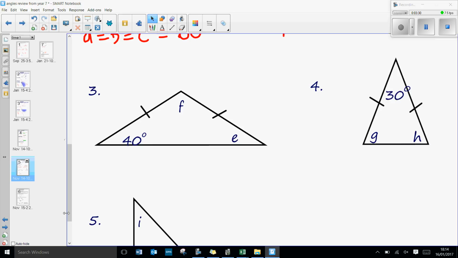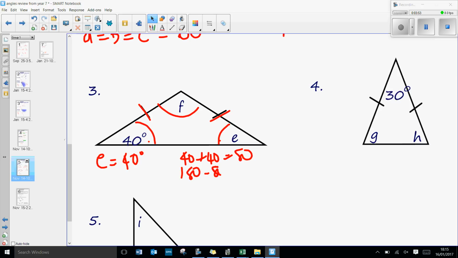Next one is an isosceles triangle because of these two markings. So this is 40, which indicates that this is the other base angle, so E is 40 degrees. This one at the top, well, if these are both 40, then 40 plus 40 is 80, and 180 subtract 80 gives 100. So angle F is 100 degrees.